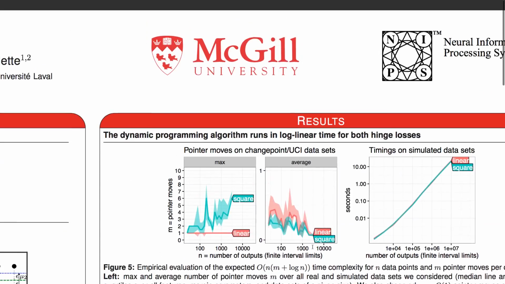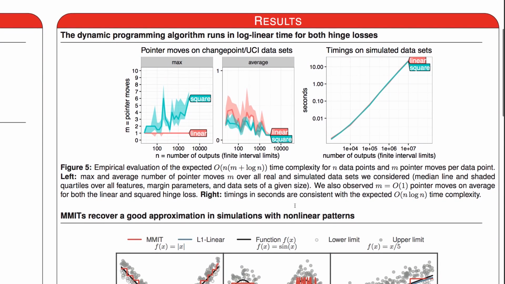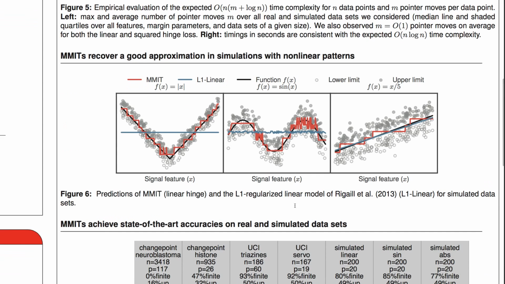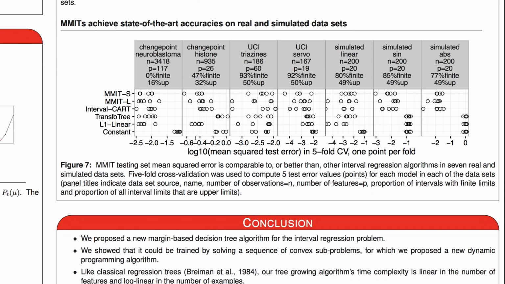Now, to go quickly over the results, we have shown empirically that both algorithms run in big O of n log n time. We have shown that we are able to model nonlinear functions that are based on intervals, whereas some existing methods were not able to do it. And we have shown that we achieve very good, actually state-of-the-art prediction accuracies in practice on real and simulated data sets.